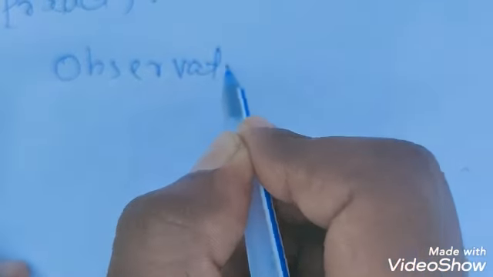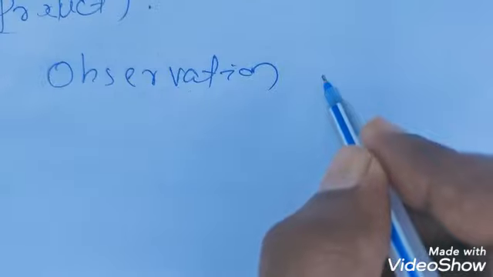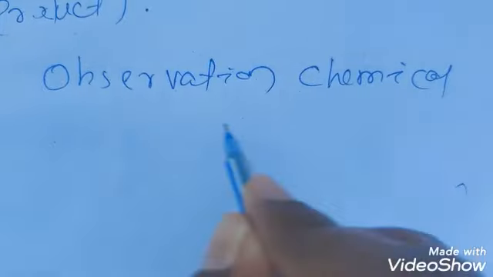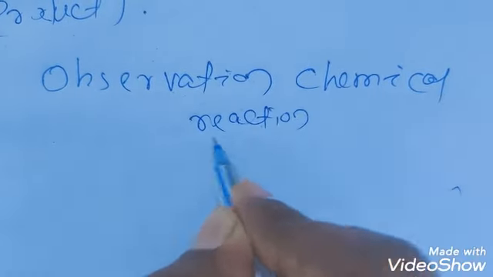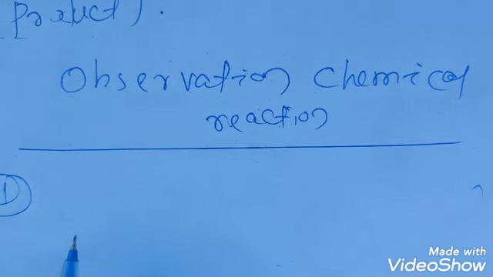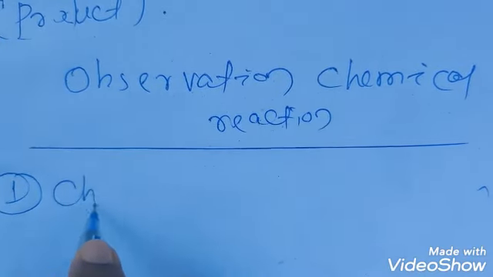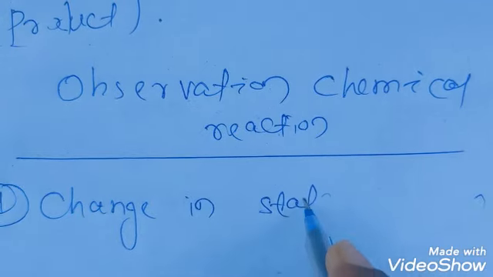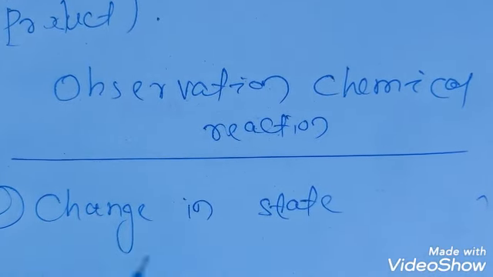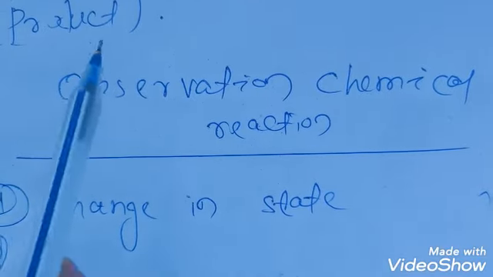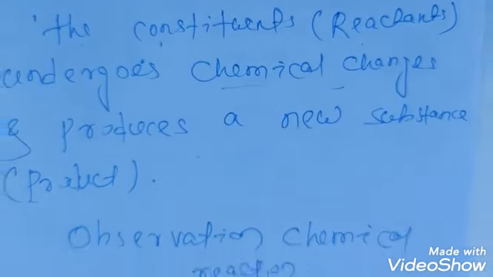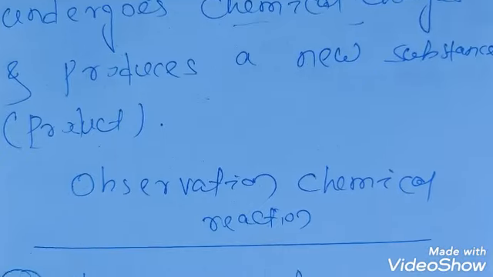Let's know about the observations of a chemical reaction. What happens when two substances combine to form a new substance? That is the observation of a chemical reaction. I can read it to you. The first point is change in state. When two substances combine with each other, the new substance formed on the product side will have its state completely changed. If the constituents are solid, liquid or gas, then the product may also be changed to solid, liquid or gas accordingly.